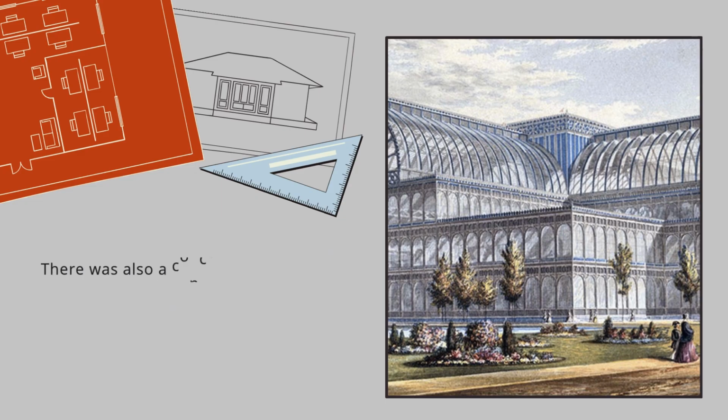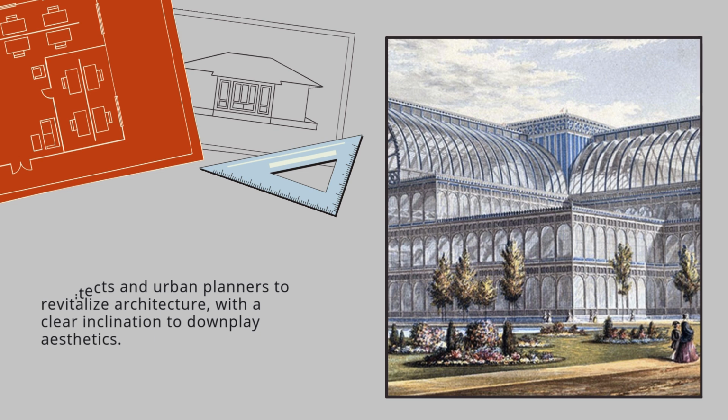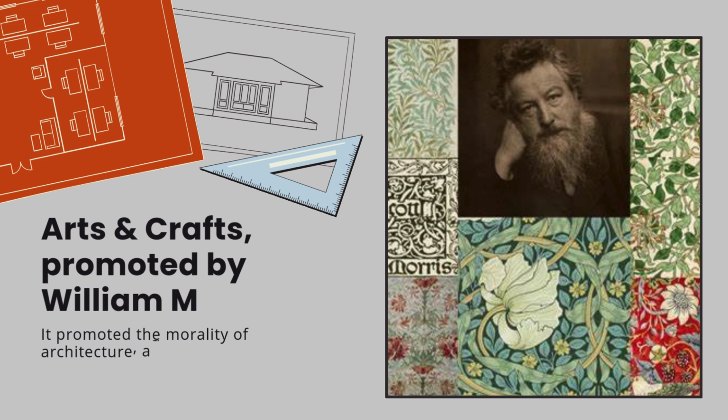There was also a growing concern among architects and urban planners to revitalize architecture, with a clear inclination to minimize the importance of aesthetics. On the other hand, the famous arts and crafts movement, promoted by William Morris, was a driving force behind modernist ideals, advocating for the morality of architecture and manual labor.